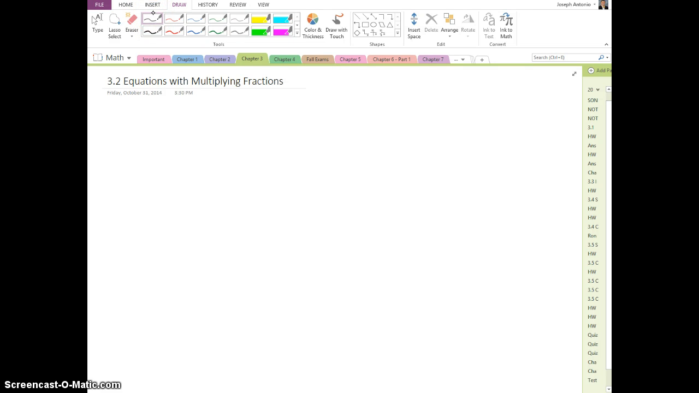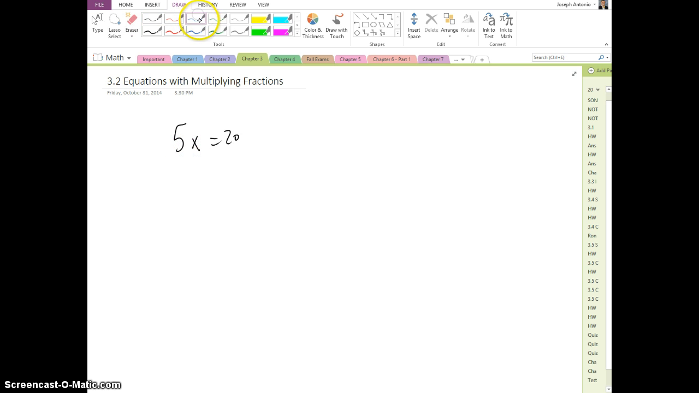Today we're going to talk about equations with multiplying fractions. To get us started, I want to give you a basic example that you're already familiar with. If you have 5x equals 20, what you would say is this is 5 times x, so you want to divide by 5 on both sides, right? In order to get x by itself.